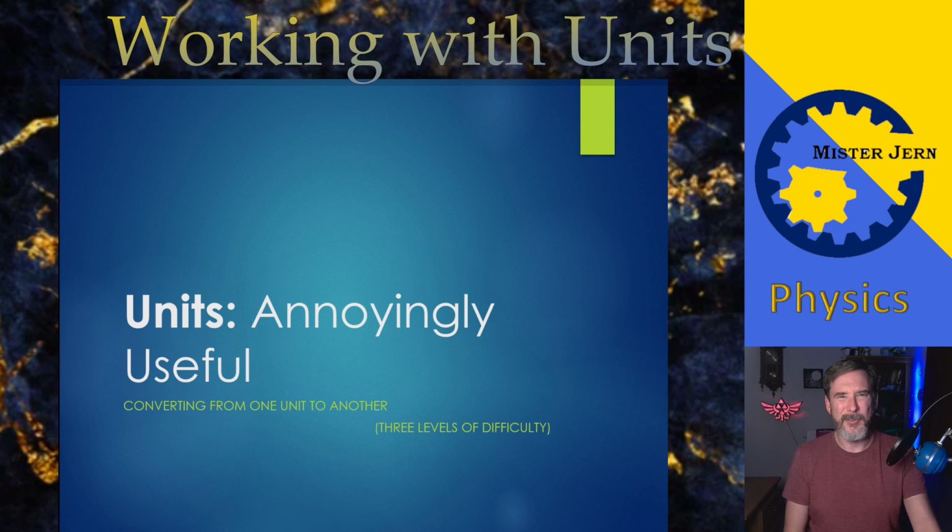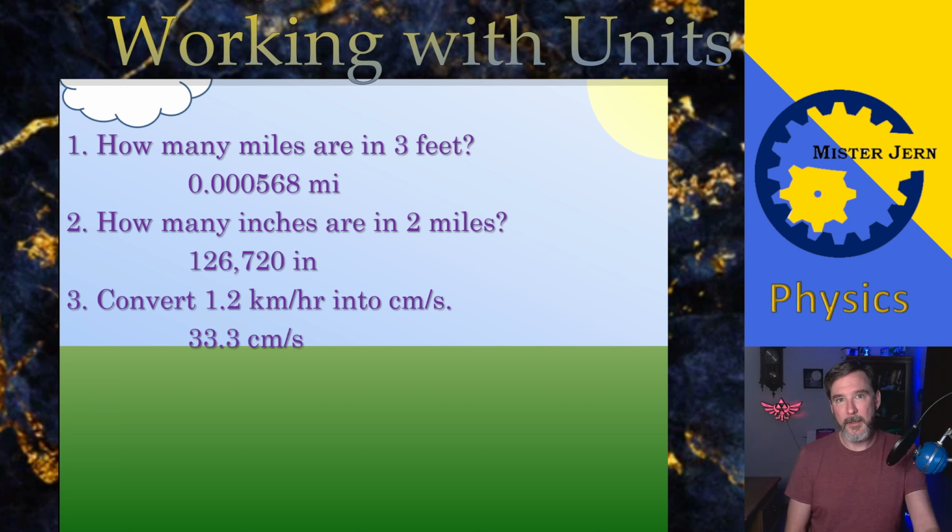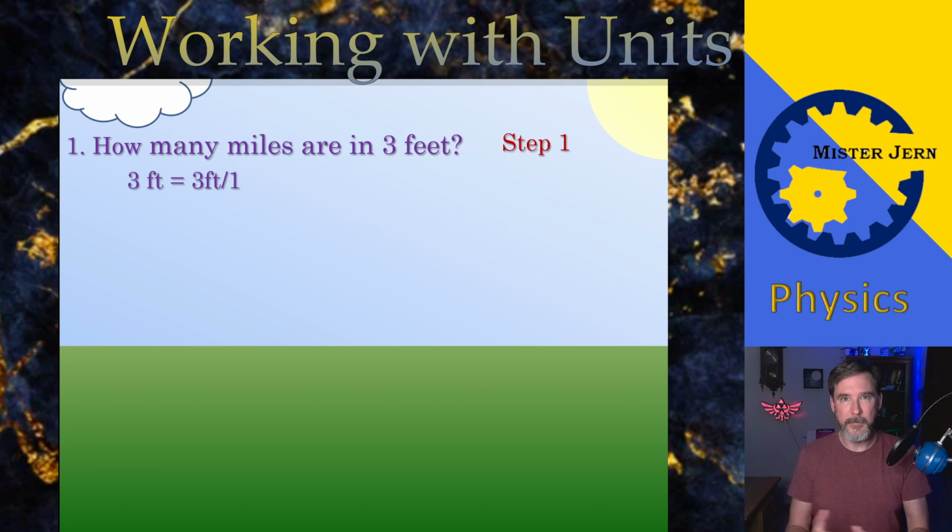I found that there's 3 levels of difficulty. Those are just things I totally made up, but you'll see what I'm talking about. So here we are, 3 levels of difficulty. How many miles are in 3 feet? How many inches are in 2 miles? And maybe I'll phrase it slightly differently, convert 1.2 kilometers per hour into centimeters per second. If you want to get a little ahead, these are the answers, but how did I get to those answers? So first level of difficulty, first order of difficulty.